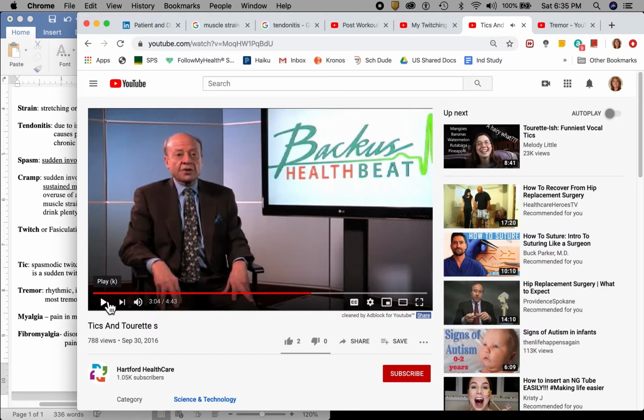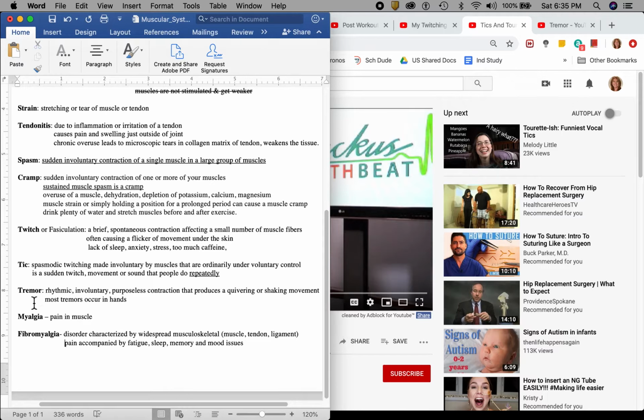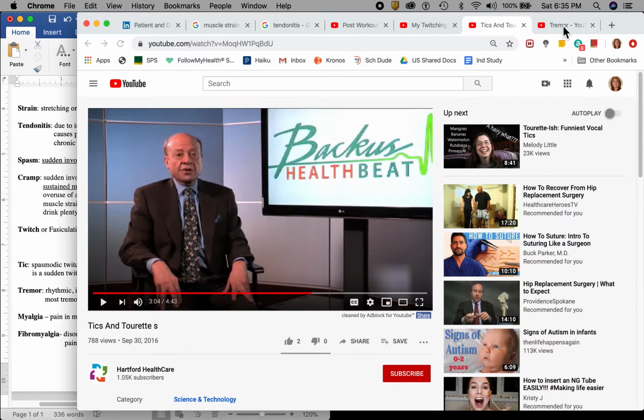So these, once again, are something that occurs repeatedly. Moving on to a tremor. A tremor is rhythmic, and these are all involuntary, so you're not doing it purposefully, but a rhythmic involuntary contraction that produces a quivering or shaking movement, and this usually happens in the hand.